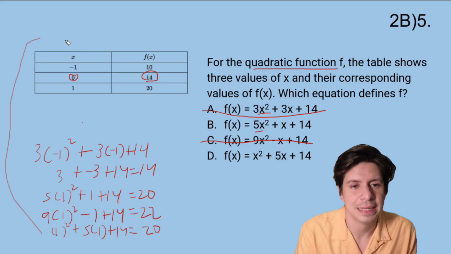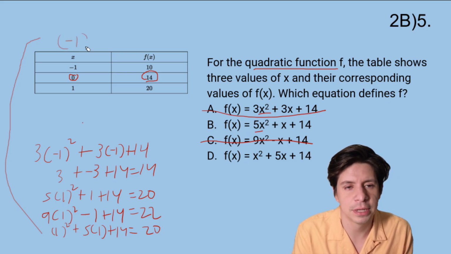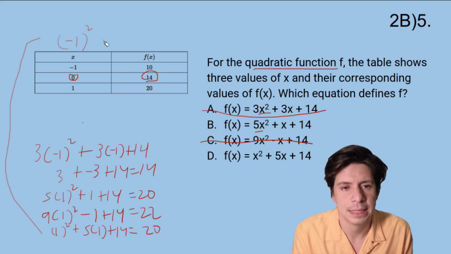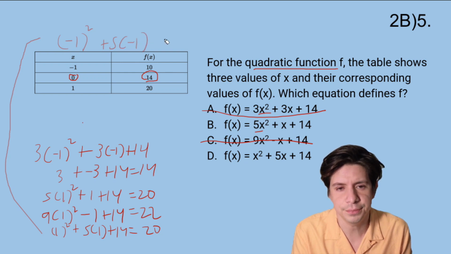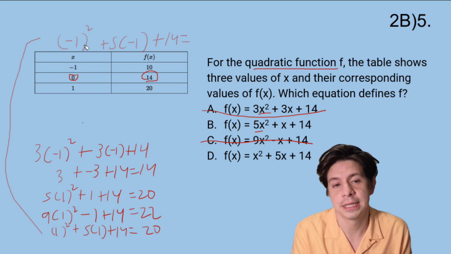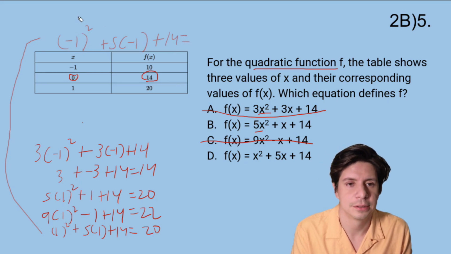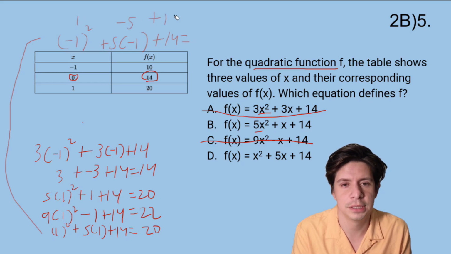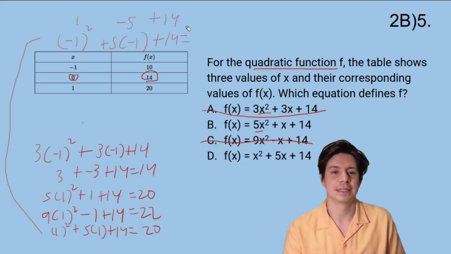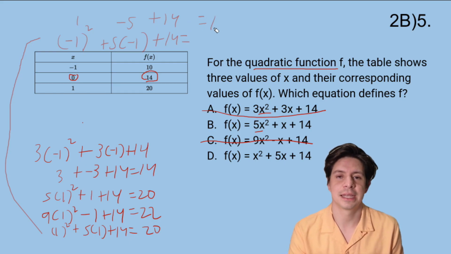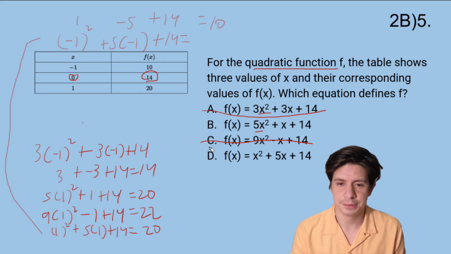So we're going to do -1 squared plus 5 times -1 plus 14, and that's going to get us, -1 squared is 1. This becomes 1. This becomes -5 plus 14. -5 plus 14 is 9 plus 1. That gets us the 10 we want. So it should be D, right?